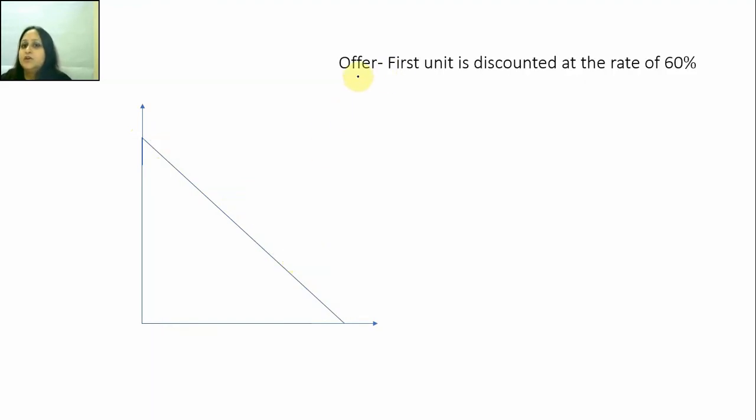The next one, the offer is that the first unit is discounted at the rate of 60%. So when the first unit is discounted, that means that the first unit is not free. First unit के लिए हमने पैसे तो देने हैं लेकिन कम देने हैं, इसलिए मेरी हॉरिजॉन्टल लाइन नहीं आएगी. लाइन तो आएगी आउटवर्ड क्योंकि अफोर्डेबिलिटी तो है लेकिन उतनी नहीं है.